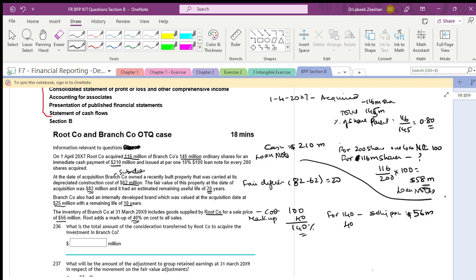For 40 of unrealized profit, what is the percentage of unrealized profit? What is the value? Is it 40 divided by 140 times 56? It comes to how much?